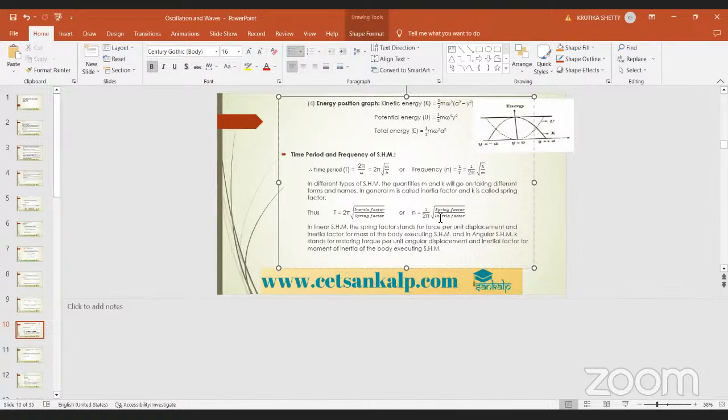Here the time period actually has different equations given in terms of inertia and spring factor. It is given. See, whichever question comes, we have to use the formula accordingly. So the basic expression is time period is 2 pi by omega. The time period is also given by 2 pi under root of inertia factor and the spring factor.